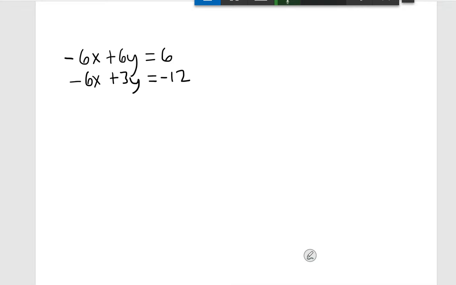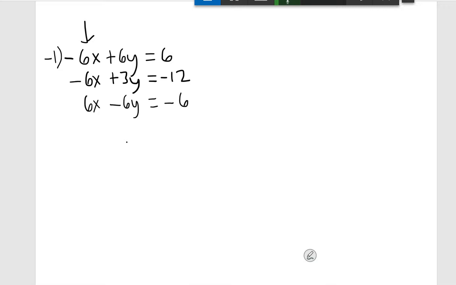Okay, so for this next example, you can see that this system is not set up to do elimination. But we have a negative 6x and a negative 6x here. So if we were to just multiply either the top equation or the bottom equation by a negative 1, that would give us a positive 6x, which would set up our equation so that we could then eliminate. So negative 1 times negative 6 is positive 6x. Negative 1 times 6y is negative 6y. Negative 1 times 6 is negative 6.